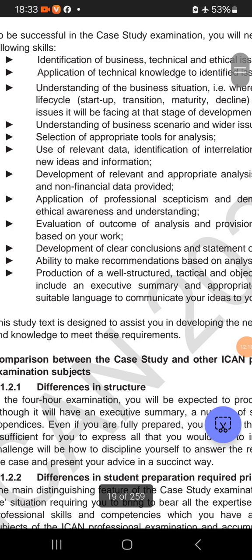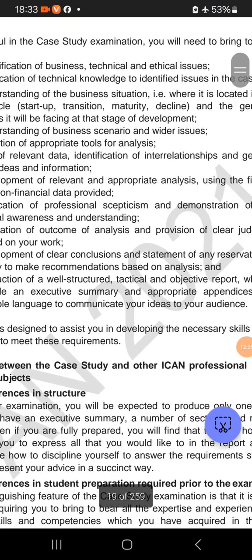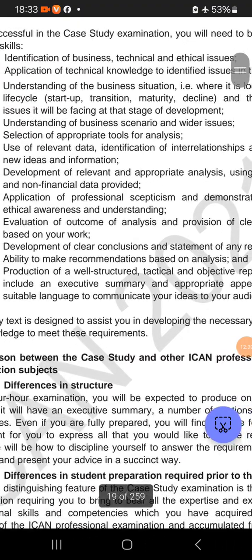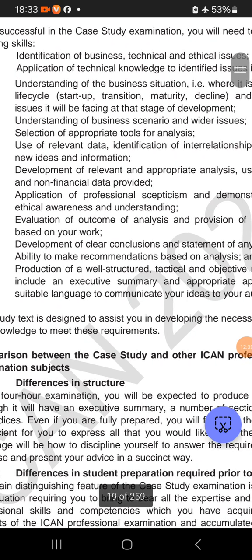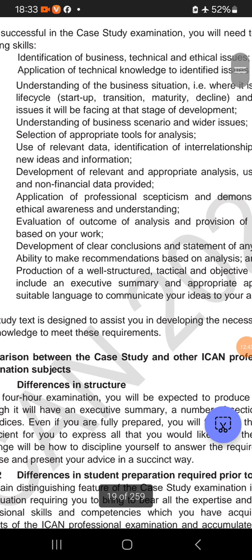The next one we will be looking at is the use of relevant data, identification of interrelationships, and generating new ideas and information. The use of the relevant data. Now, the case scenario that will be given to you will be given to you in piecemeal, and like I said, the piecemeal information is in the form of exhibits in your exams. So the relevant data is being able to bring out what you need in exhibit 1, and couple it with what is needed in exhibit 6, and bring it to justify the reason why they are not doing well, probably in exhibit 4.